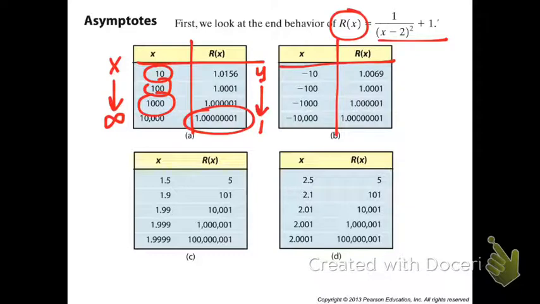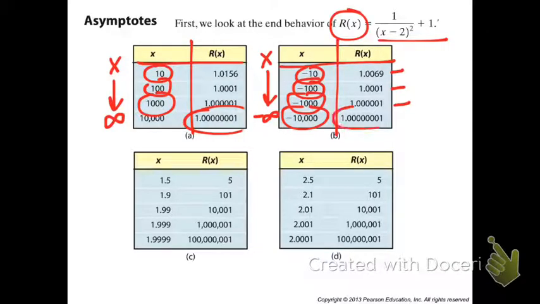As X is approaching, you should be seeing here that X is approaching negative infinity. Let me erase this guy here. X again is approaching negative infinity because the negative values are getting really, really big. What's going on with the value of the function? 1.0069, and then getting closer and closer to 1, just like the way it did in the last chart. And we're going to talk about what that means.